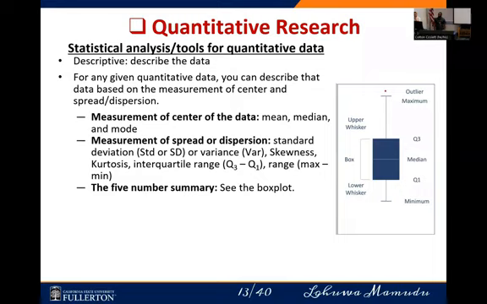Then also we have the 5 number summary, which can be seen from the box plot over here, which measures the minimum, the first quartile, the median, the third quartile, and the maximum of the data, as well as the outlier. An outlier is an observation that distances itself from the entire data set.